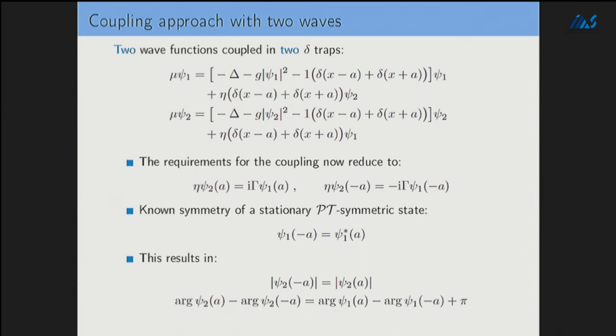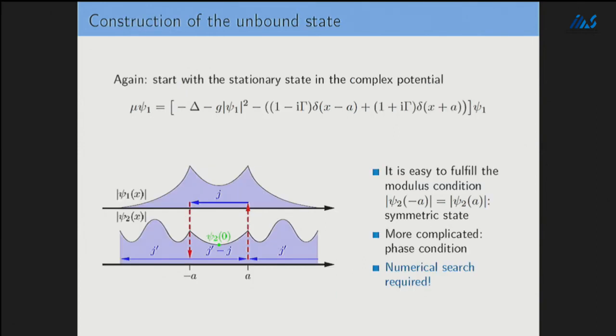One, that also the amplitudes of the wave function psi2 have to be the same at positions minus a and plus a, and that the phase relation at these points for wave function psi2 is the same as the phase relation for wave function psi1 at these points, plus pi, and this plus pi is due to the fact that here we want to implement exactly these imaginary potentials. That's the restriction we have.